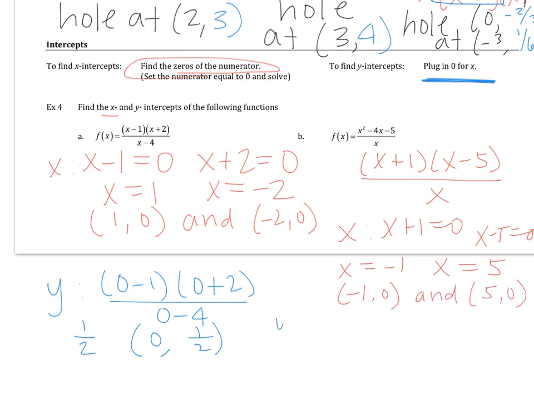And then our y-intercept comes from plugging in 0 for x. So we have 0 plus 1 times 0 minus 5 over 0. But when I divide by 0, I'm getting undefined. And the reason for that is if we remember where our vertical asymptotes come from, the vertical asymptotes happen where the denominator equals 0. So there would be a vertical asymptote at x equals 0, so there are no y-intercepts.